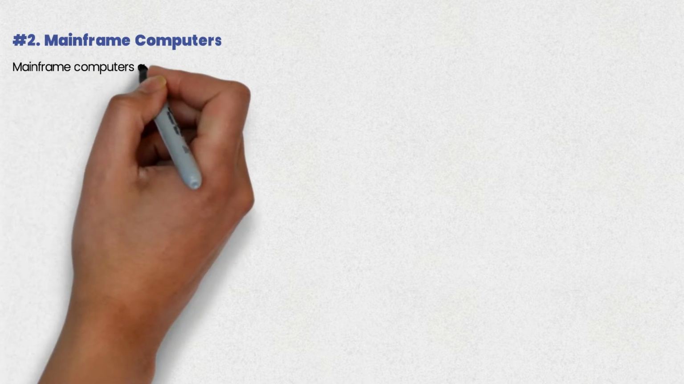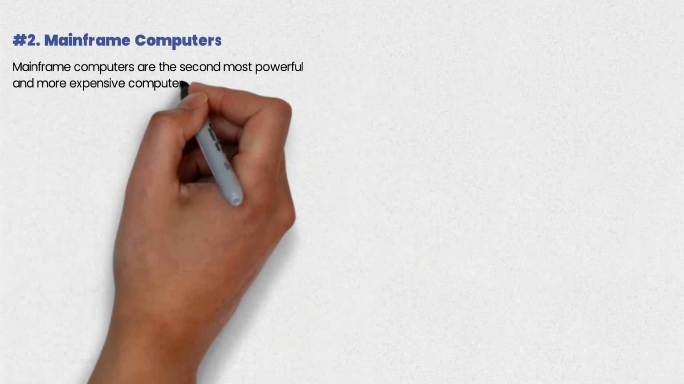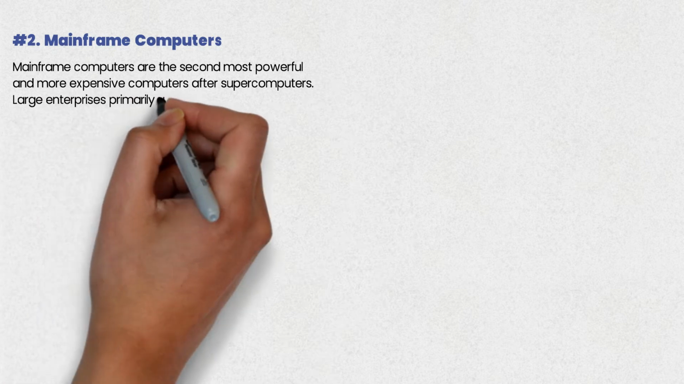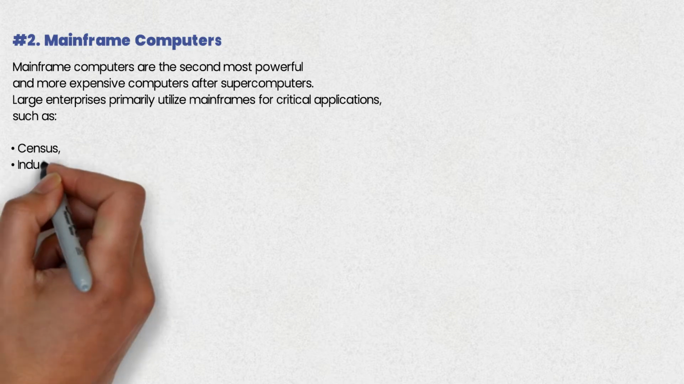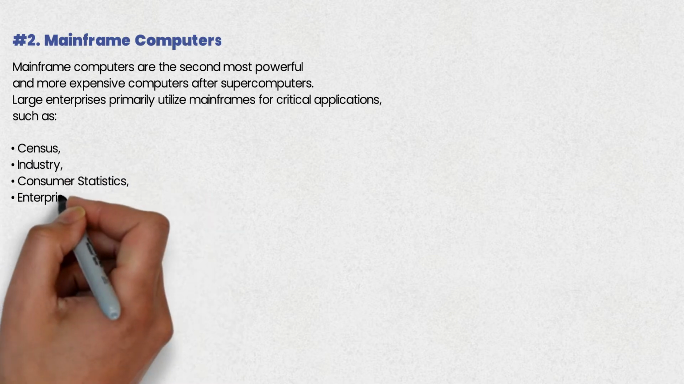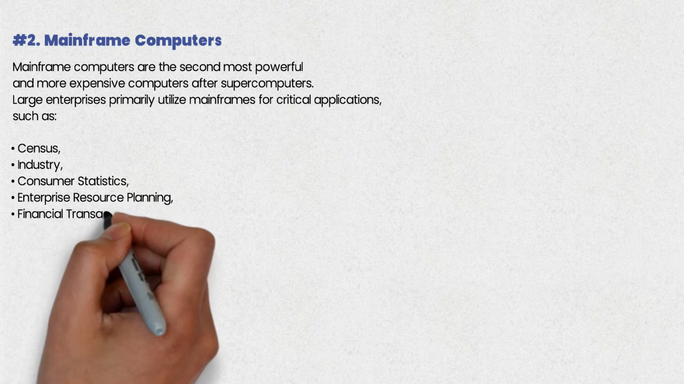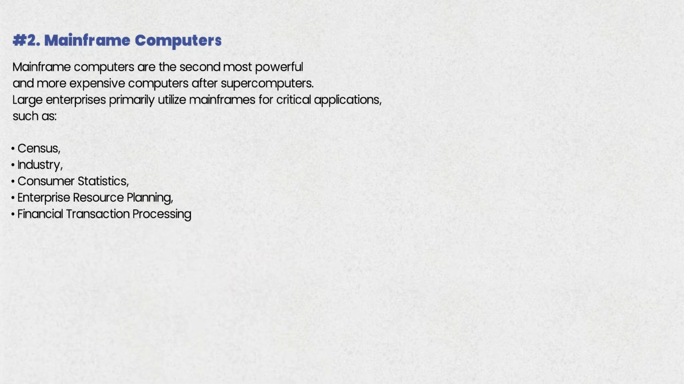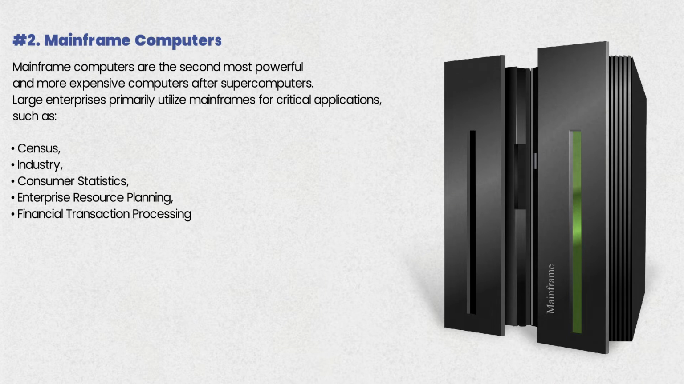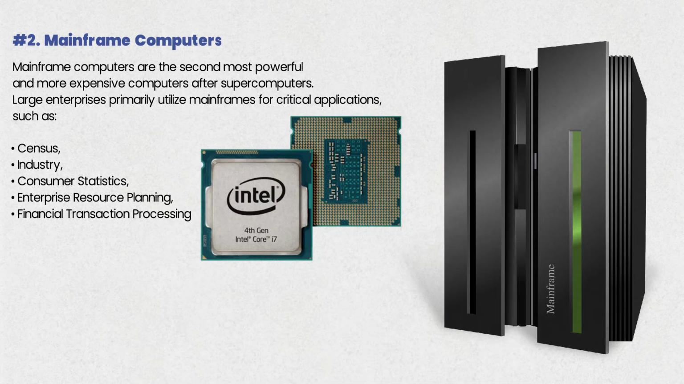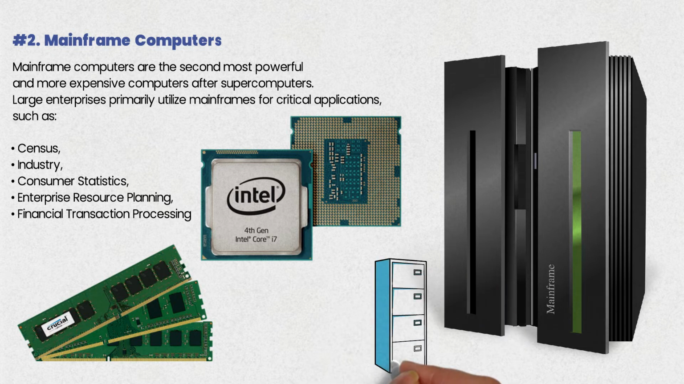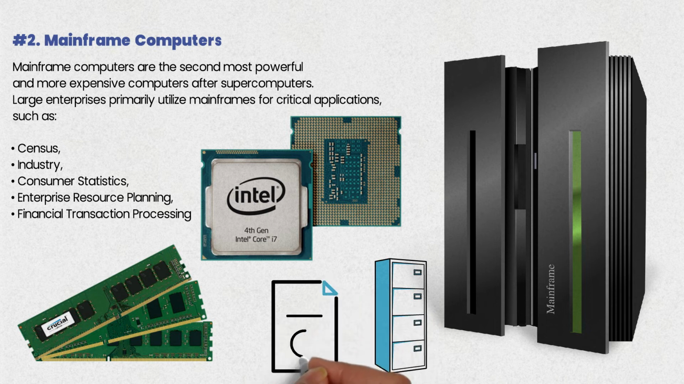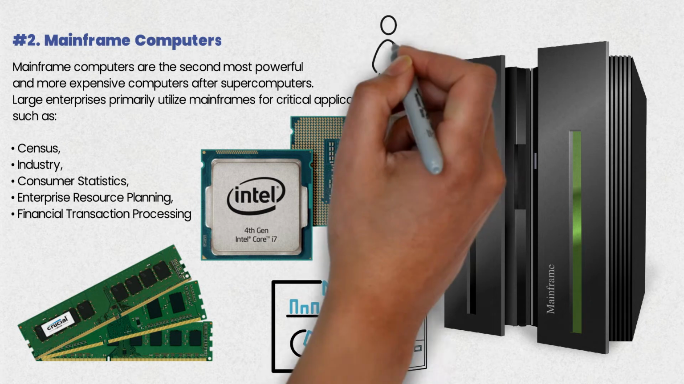Mainframe computers. Mainframe computers are the second most powerful and more expensive computers after supercomputers. Large enterprises primarily utilize mainframes for multiple applications, such as sensors, industry, consumer statistics, enterprise resource planning, and financial transaction processes. The features which make mainframe computers successful include their powerful processor and significant memories that allow them to quickly process large amounts of data, such as billions of instructions per second. These computers can handle a large number of terminals at the same time.